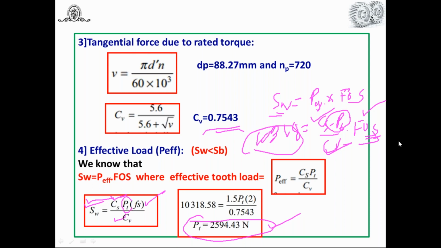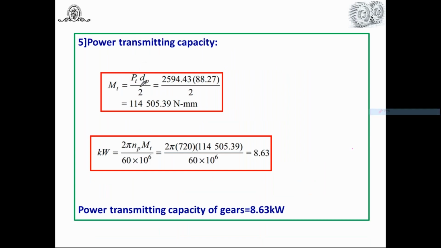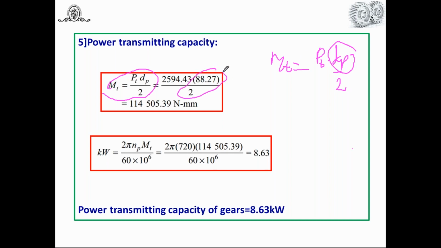Once you have the tangential force, the remaining part is very simple. You know the relation between PT and the torque transmitted MT. MT = PT × dP / 2, where dP is the pitch circle diameter, that is 88. Use this relation and substitute the calculated value of PT, and you will get the torque MT, which is in Newton-mm. Try to understand. Don't make any mistakes with units. You have to take a lot of care while calculating this.